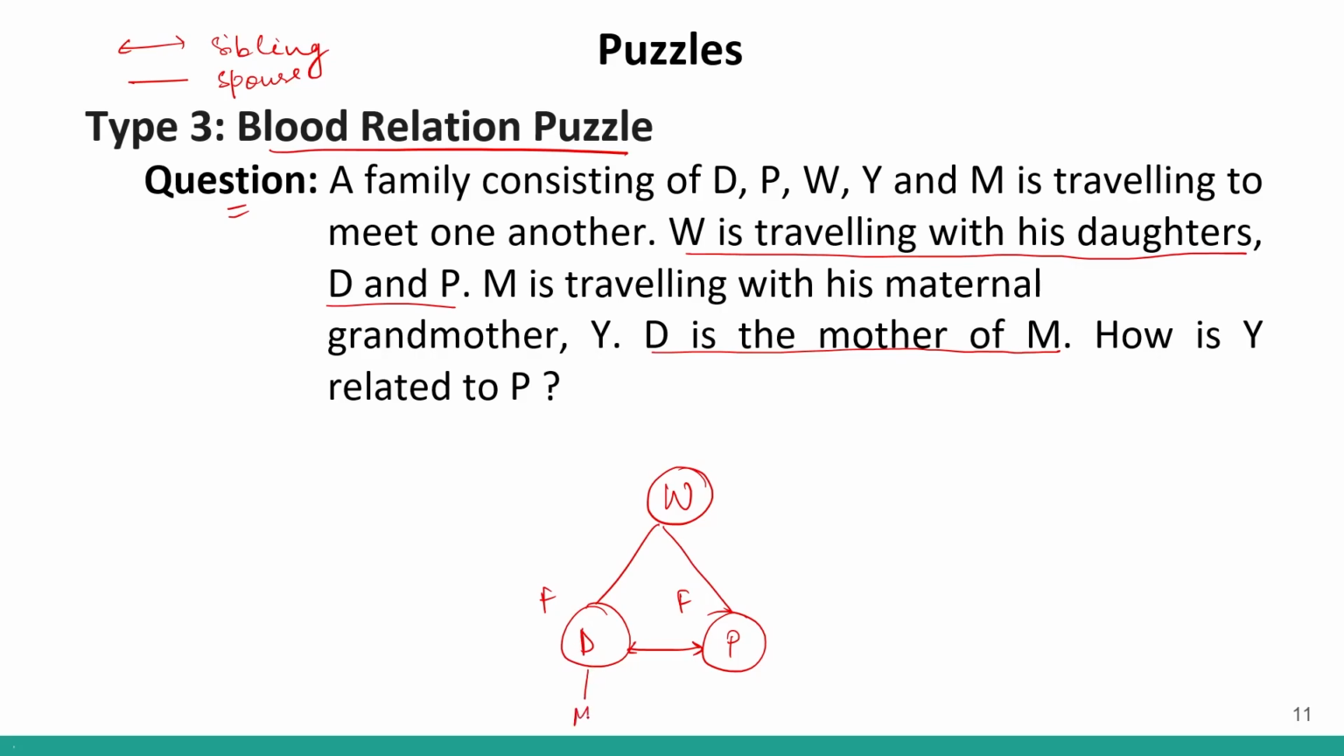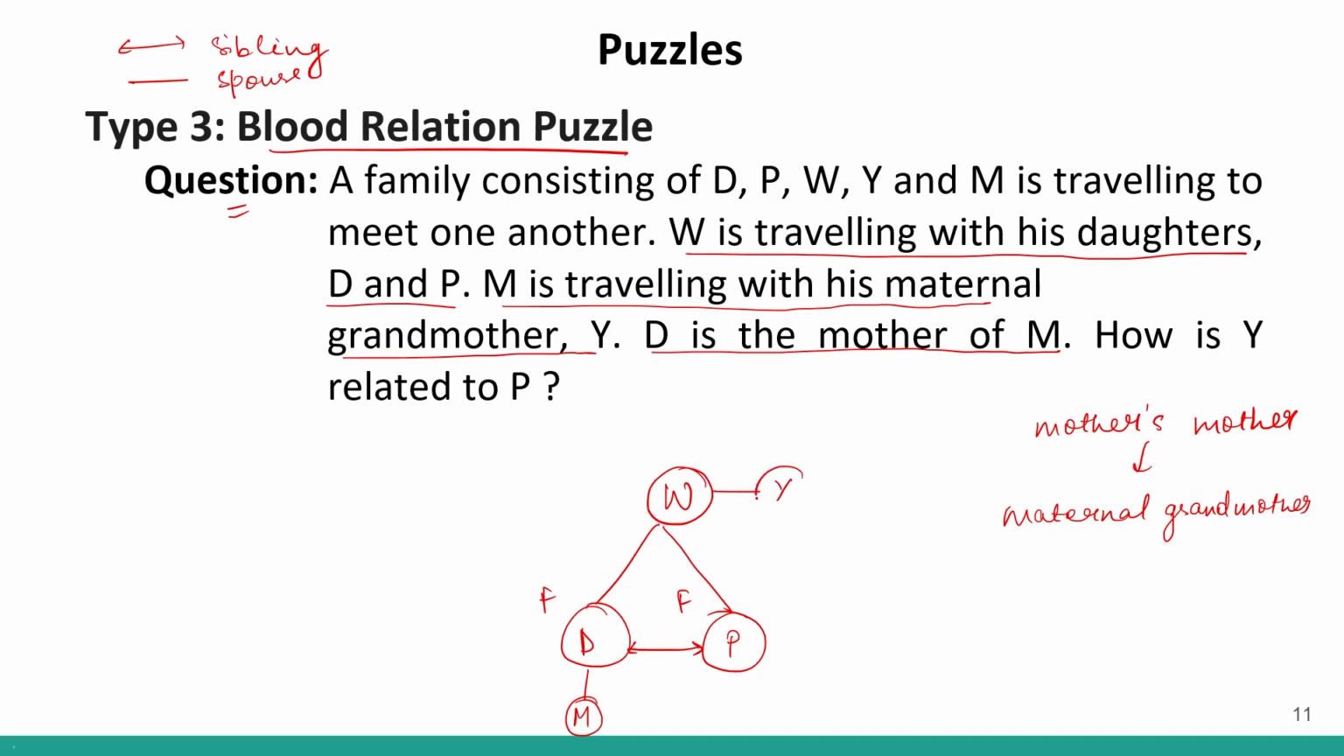That means D has a child, correct? D is the mother of M. But M's gender we do not know. Now it is given to us, M is traveling with his maternal grandmother. Maternal grandmother means mother's mother. Mother's mother is basically your maternal grandmother, correct? So M's mother is D and D's mother is Y. So if D's mother is Y, that means W was male. W was the father of D, correct?